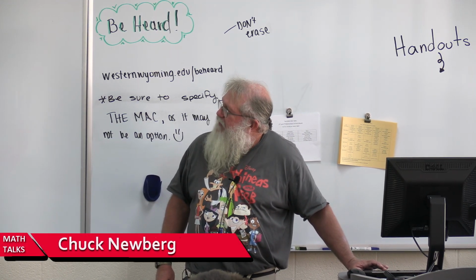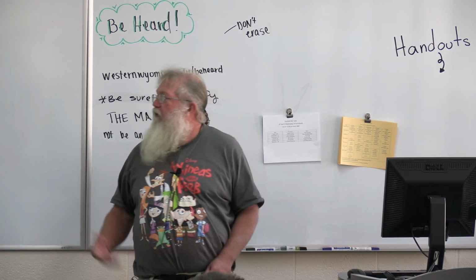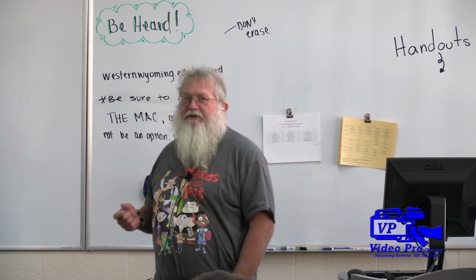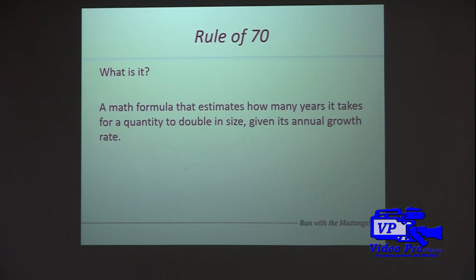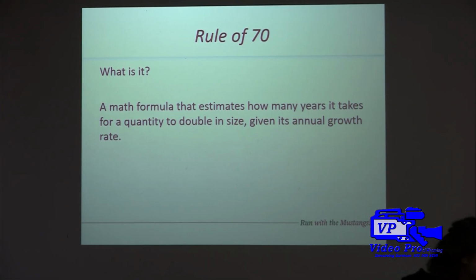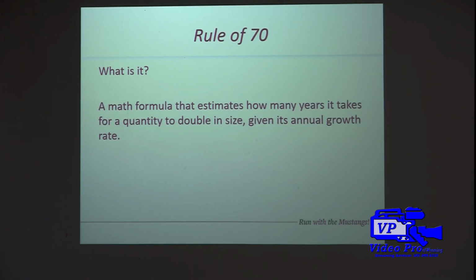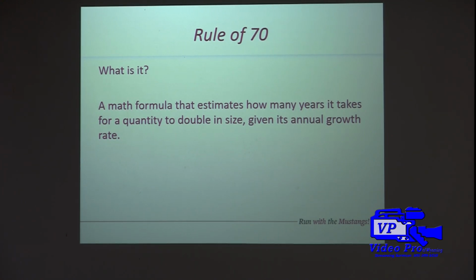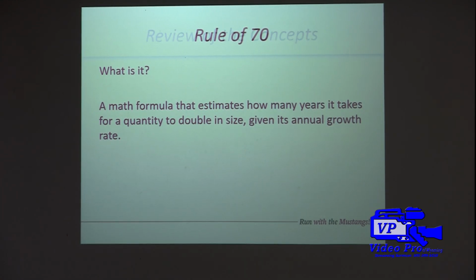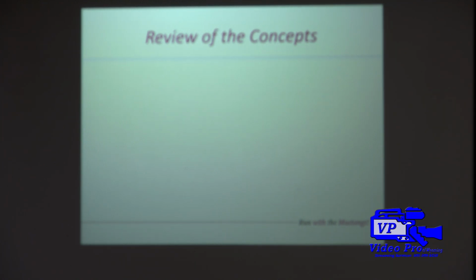So what is the Rule of 70 to begin with? It's a math formula that estimates how many years it takes for a quantity to double in size given its annual growth rate. Our brains are kind of hardwired to figure out how things double. If I give you a percentage, it doesn't mean a lot, but if I tell you it's going to double in 5 years, that means something more to us. That's one of the reasons why accountants like to think about the Rule of 70.